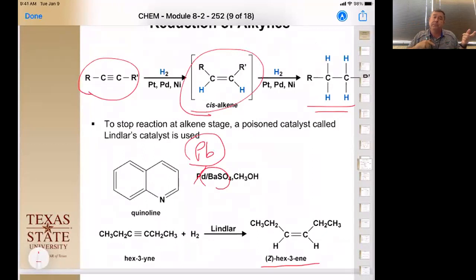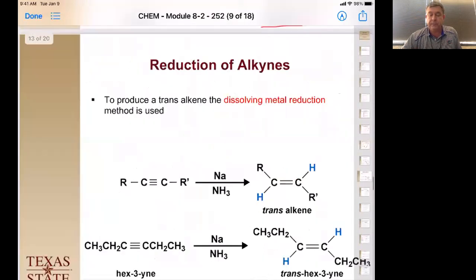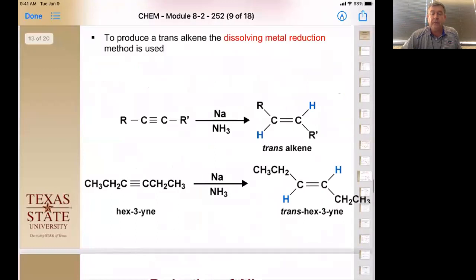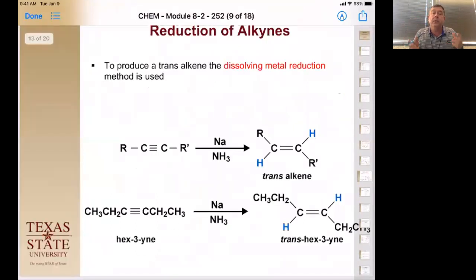What if you want the other one? If you want the other one, you have to go through a different mechanism and a different way to reduce it, okay? So let's say we wanted the trans alkene instead. We can't get the trans alkene with a surface hydrogenation because it adds to the same side. So let's change the mechanism up a bit, okay? If we change the reaction to what we call the dissolving metal reduction, we've changed the mechanism, and this allows us to get a trans alkene from an alkyne, okay?